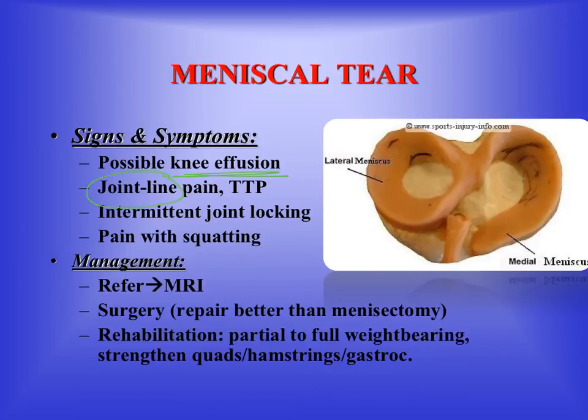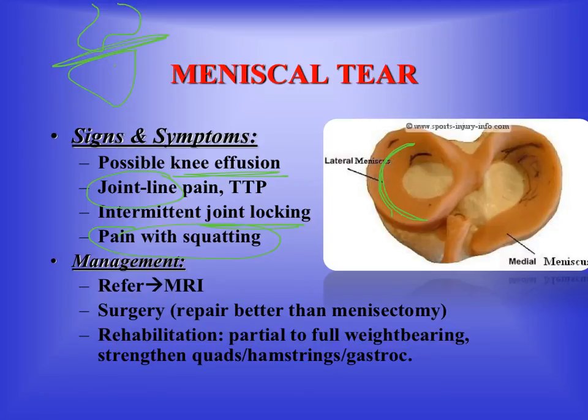Again, the joint line is that area where the femur and the tibia come together. So this space right in here would be considered the joint line. An interesting thing that some patients report is joint locking, so the knee actually locks itself. This is specific with what we would call a bucket handle tear, which is a radial tear in the middle portion of the meniscus. And then they definitely have pain with squatting, and the reason they have pain with squatting is because when they squat into full knee flexion, that femur bone really butts up against the meniscus.